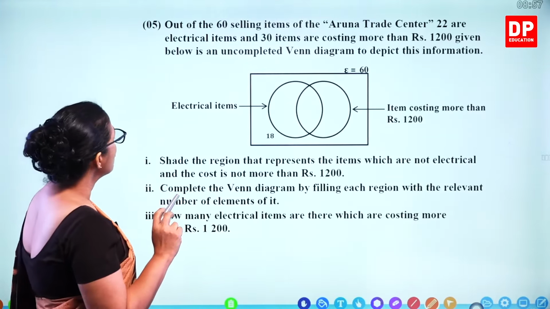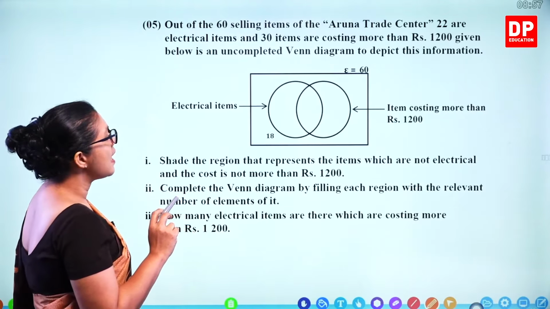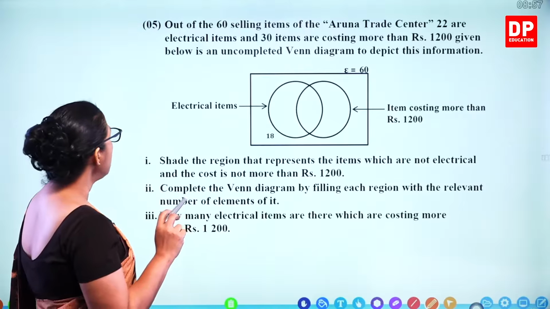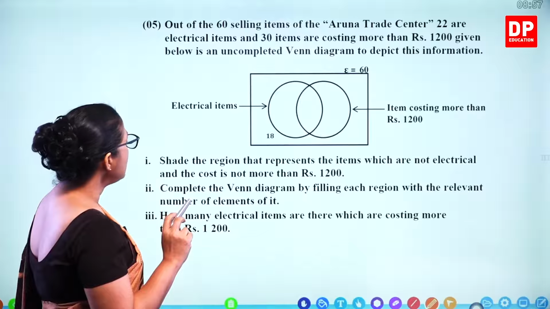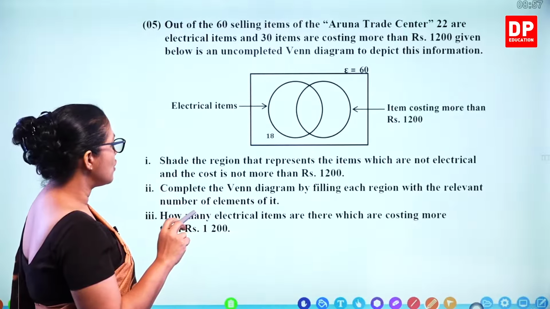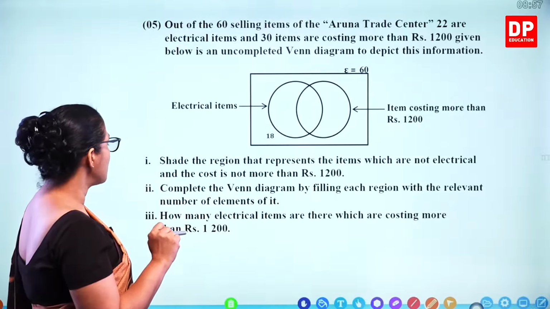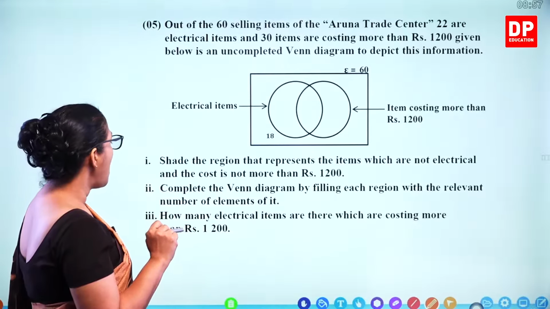So you have to shade the region that represents the items which are not electrical and the cost is not more than 1,200. Complete the Venn diagram by filling each region with the relevant number of elements. How many electrical items are there which are costing more than 1200?